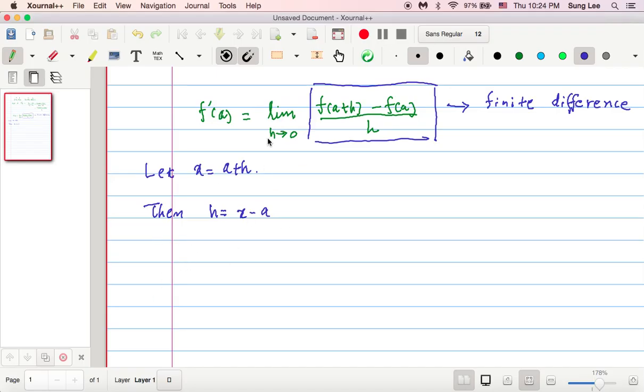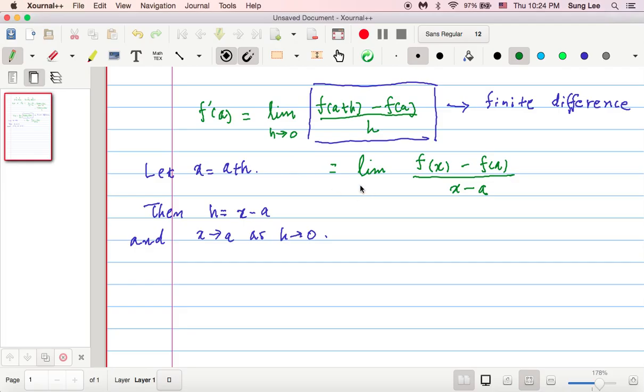And also, when h goes to 0, x goes to a, right? Obviously from this equation, x approaches a as h approaches 0. So we have everything that we need. So here, f prime of a equals limit of f of x, instead of f of a plus h, minus f of a, all over x minus a, instead of h. And here, instead of h goes to 0, we have x goes to a. That's it.